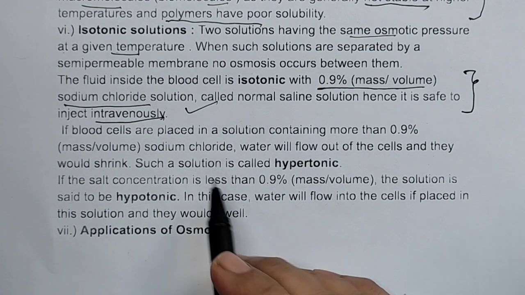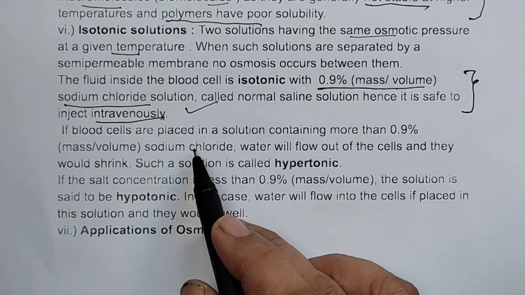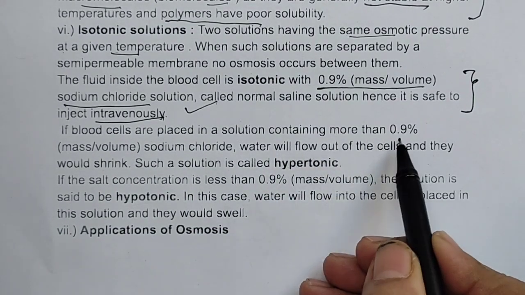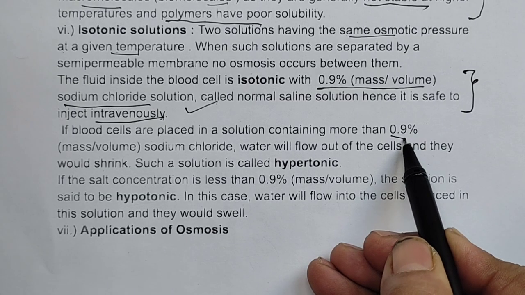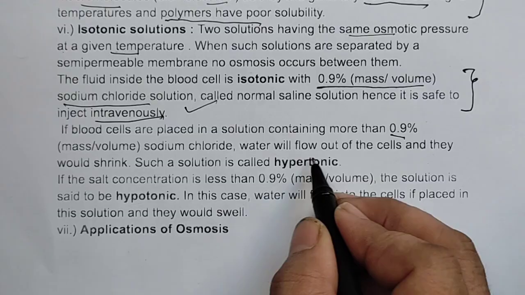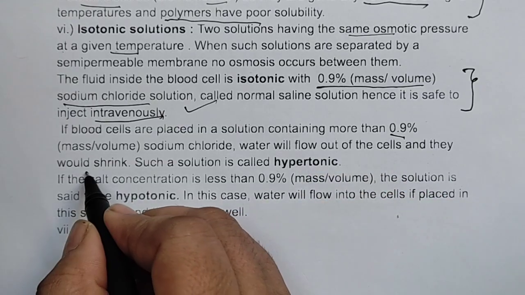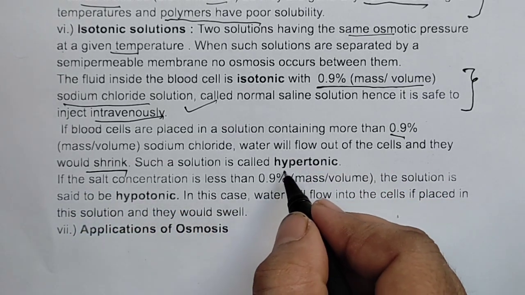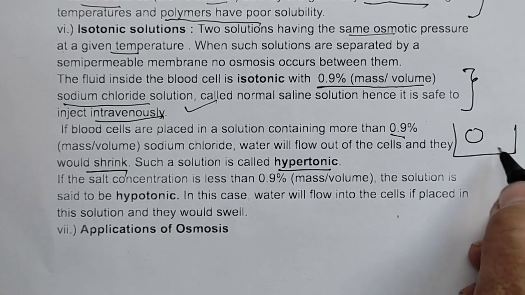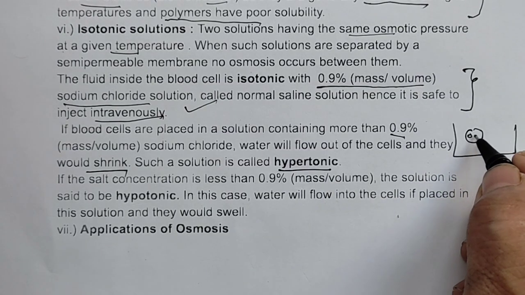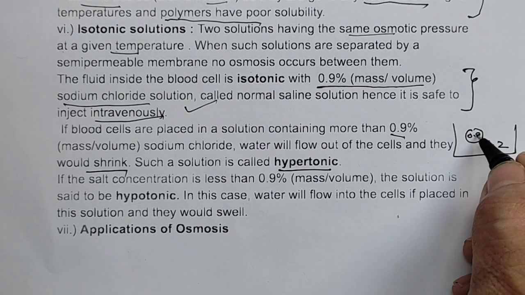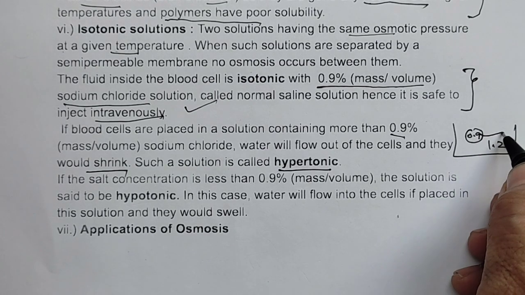So further it says that if the blood cells are placed in a solution containing more than 0.9%, then the water will flow out of them and they will shrink. Such solutions are hypertonic. If the blood cell is there and it is put in a solution, inside is 0.9, that is blood, right? Outside, suppose it is 1.2. So solute concentration is less inside, so water will go out and it will shrink.